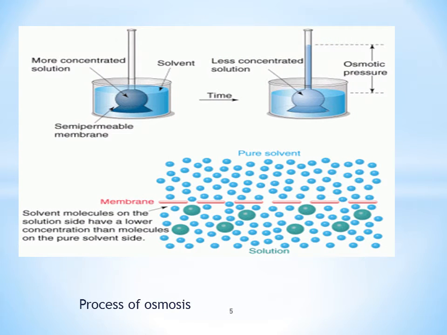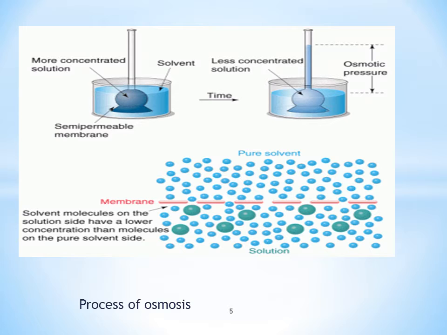In this slide, we are going to study the process of osmosis, how it takes place. A very simple experiment is carried out. A large beaker containing solvent and an inverted funnel which is filled with a highly concentrated solution. The boundary of the inverted funnel is nothing but the semi-permeable membrane.